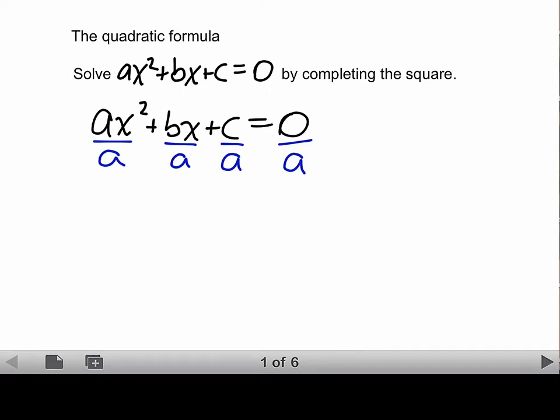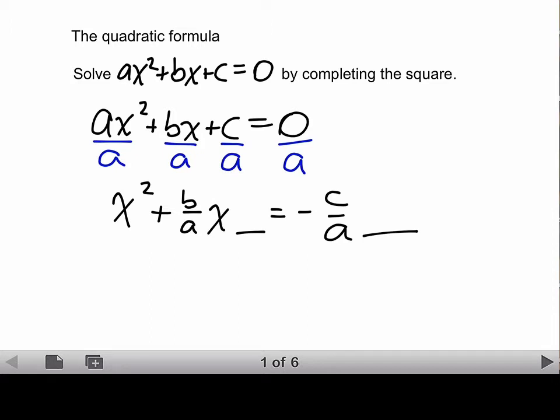Remember that when we're completing the square, we want that first coefficient to be 1, and we also want the constant to be on the right-hand side because we're only completing the square for the variable terms. So if I divide everything by a and then subtract the constant, I get x squared plus b over a x is equal to negative c over a. And notice I'm leaving that gap after b over a x because we're going to add the right thing to both sides to complete the square.